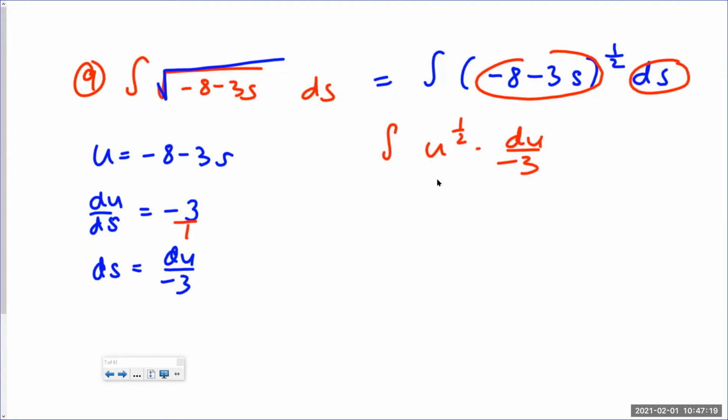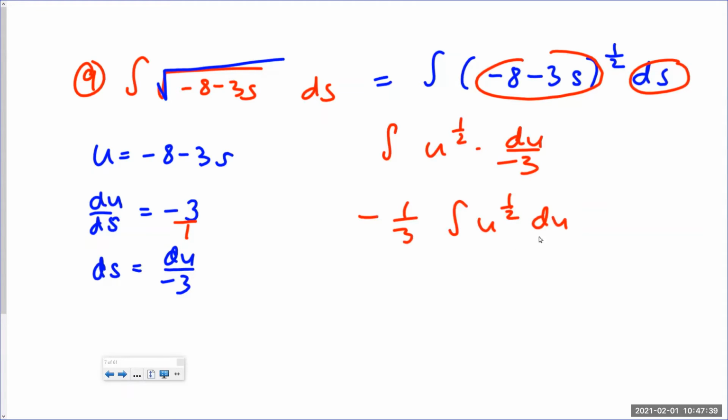Okay, this is really pretty cumbersome. If you get this, what would you do first? I would take out my negative 1/3. Do you see, guys, that that's a negative 1/3 and not a negative 3? Is everybody good with that? Okay, so then what I have here is u to the 1/2 du.